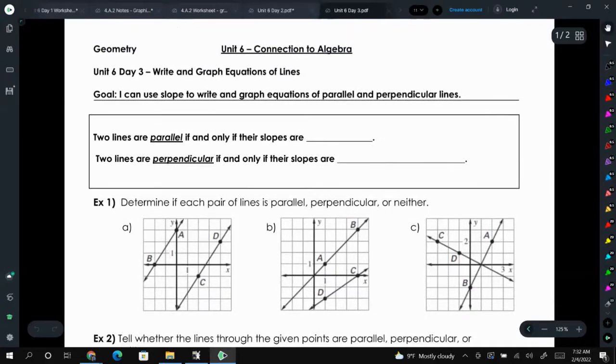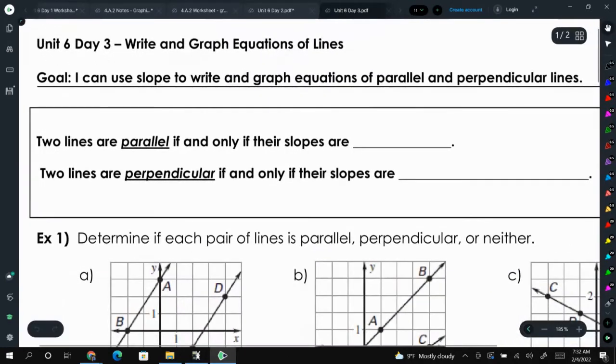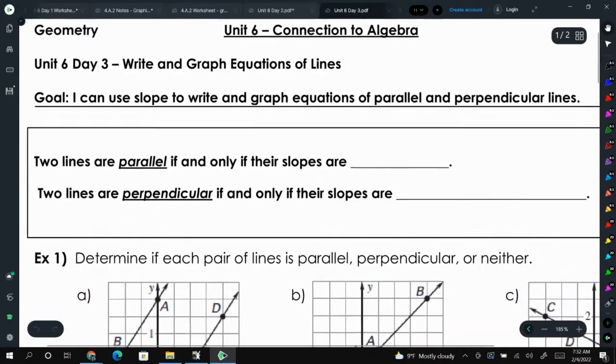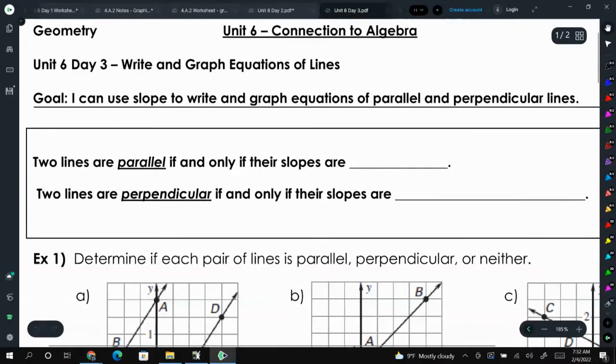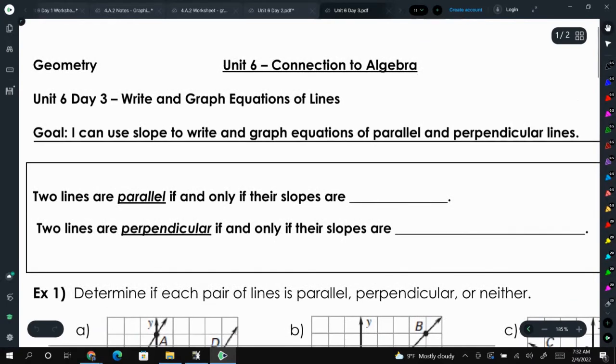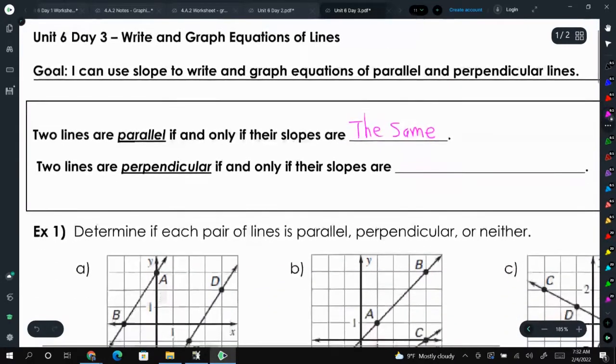Today we're going to talk about equations of parallel lines and perpendicular lines. And we know these terms from before. We know that parallel lines are lines that never intersect, and we know that perpendicular lines are lines that form a right angle. So two lines are parallel if and only if their slopes are exactly the same. And that should make sense, and we'll look at that in a minute down below, why parallel lines need to have the same slope.